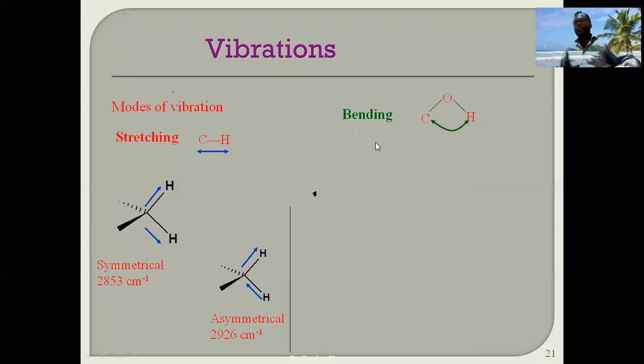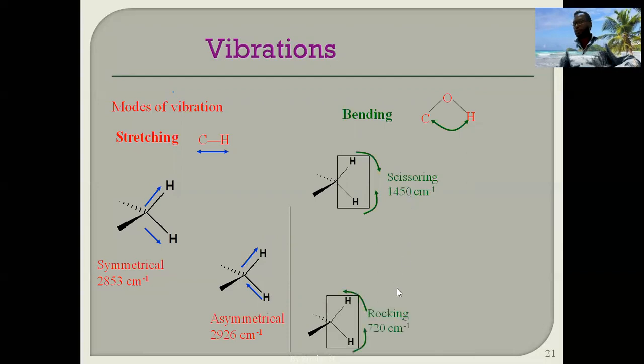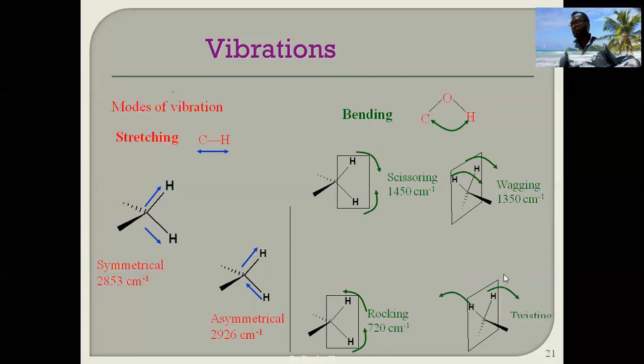When we come to bending, as we have discussed before, this one is the scissoring. It exists around these frequencies. Another one is the rocking, which exists around this type of frequency, and the other is the wagging, again around this frequency. The fourth one is the twisting.